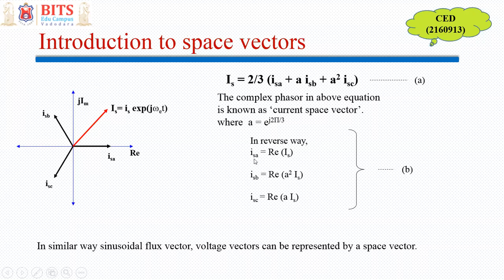So this is how, the reverse way, if you have the IS value, you can find out the ABC values from this. Real part of IS is ISA, real of A square times IS is B, and real of A times IS is the C phase current. Right? So this is called a space vector.